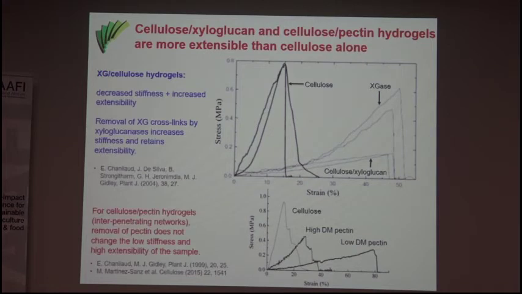And then when we go to the case of cellulose and pectin, so this is the case where we make a gel of pectin, put the cellulose into it, so we expect that the cellulose will be more aligned and therefore potentially easier to pull.